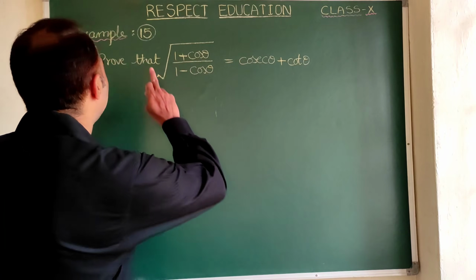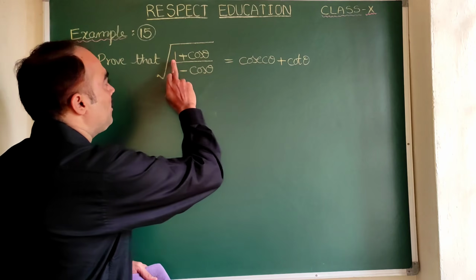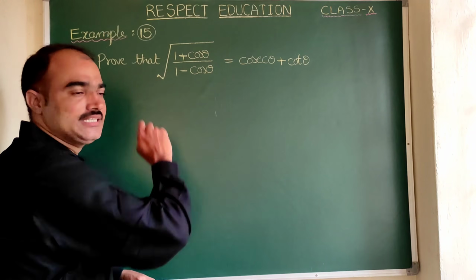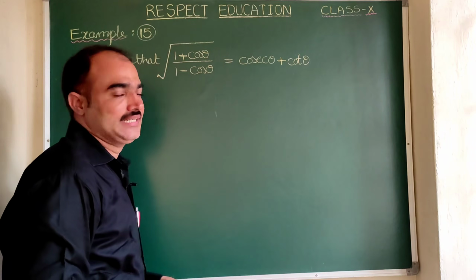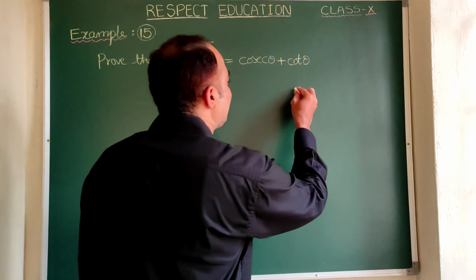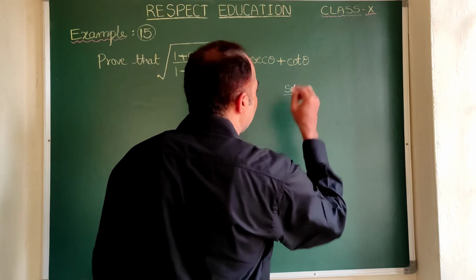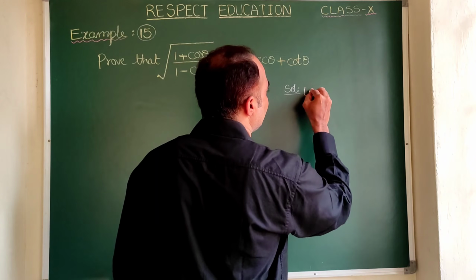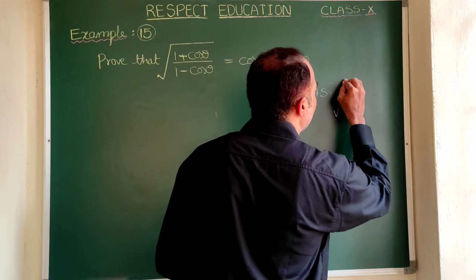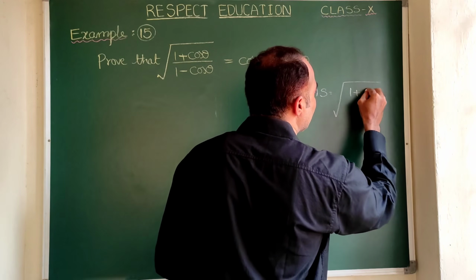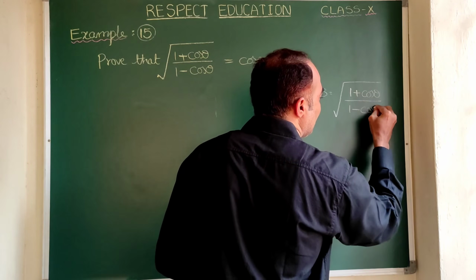Now we see example number 15. Prove that under root 1 plus cos theta by 1 minus cos theta is equal to cosecant theta plus cot theta. So let us start solving this problem from here. Consider LHS. What is LHS? Under root 1 plus cos theta by 1 minus cos theta.